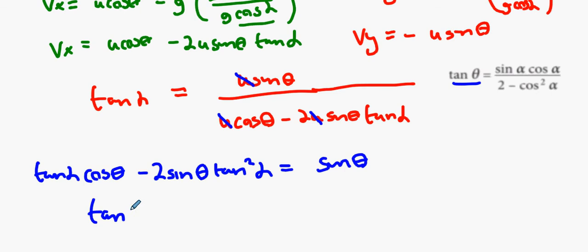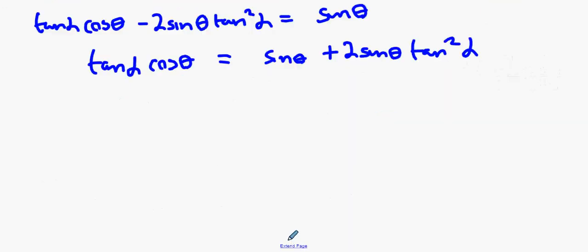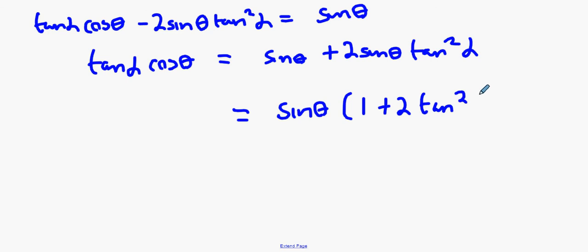So tan alpha cos theta minus equals sine theta plus 2 sine theta tan squared alpha. I think I'm about to get this partially out. I'm going to factorize out sine theta. And what happens when I factorize out sine theta? I get 1 plus 2 tan squared alpha. Is that okay with you guys?